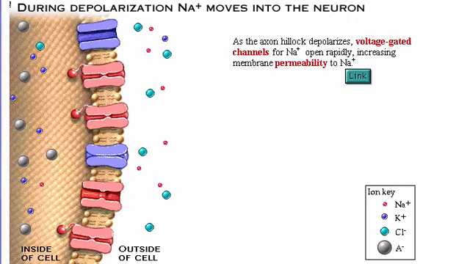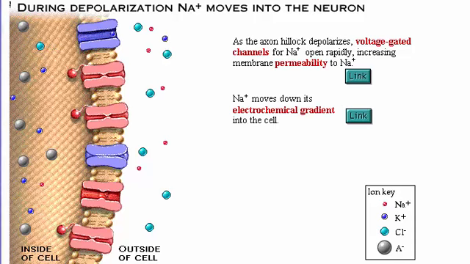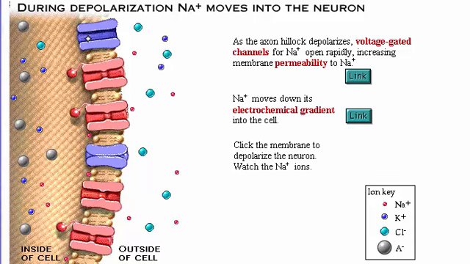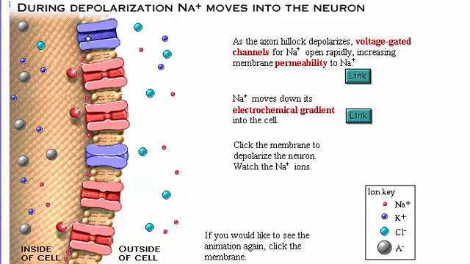As the axon hillock depolarizes, voltage-gated channels for sodium open rapidly, increasing membrane permeability to sodium. Sodium moves down its electrochemical gradient into the cell. Click the membrane to depolarize the neuron. Watch the sodium ions. If you'd like to see the animation again, click the membrane.